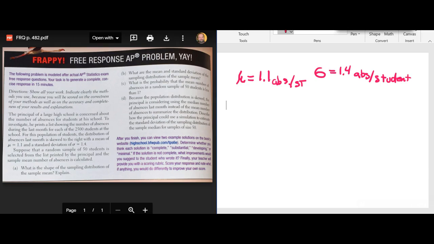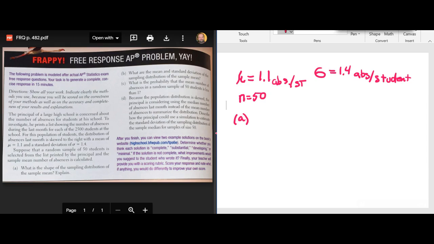All right, so let's take a look at what the questions are here. We took a sample of 50 students. So my sample size is 50 from the printed list. So what is the shape of the sampling distribution of the sample mean?